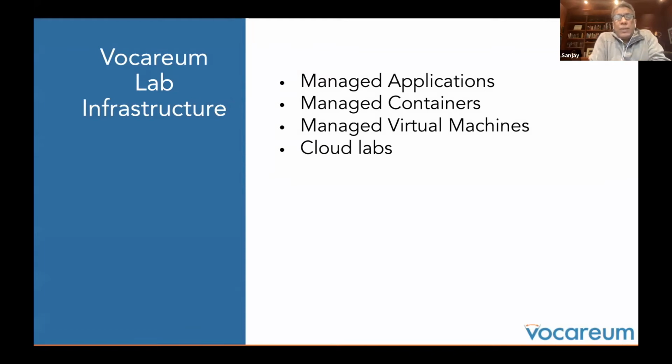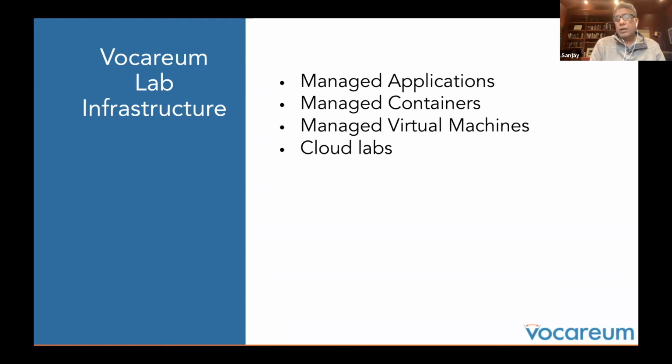So what do we mean by lab infrastructure? For us, lab infrastructure can mean one of a few things. It might mean a managed application. For example, if you just need to deliver, let's say, a Jupyter notebook to your students, then you can do this quickly. Within 5 minutes, you can upload a Jupyter notebook and publish the assignment, and the learners will be able to launch a Jupyter notebook.